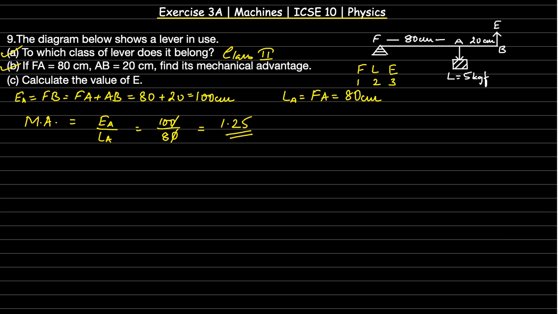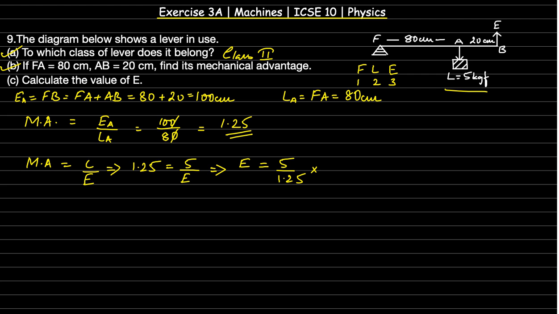Now coming to the C part of it. For doing the C part, we know another formula for mechanical advantage, that is load by effort. Now the load is given as 5 kgf. As we can see here, the load is given as 5 kgf. So we just substitute the values. MA is 1.25 is equal to load is 5 divided by effort is E. So E goes to the left hand side and 1.25 comes to the right hand side, gives us 5 divided by 1.25.